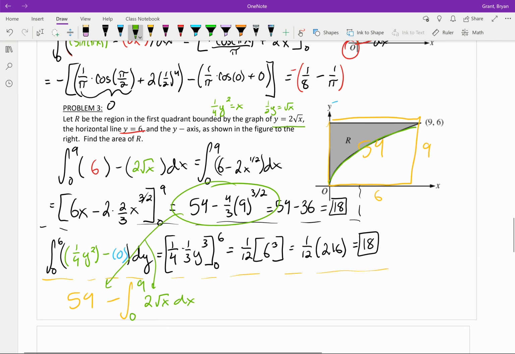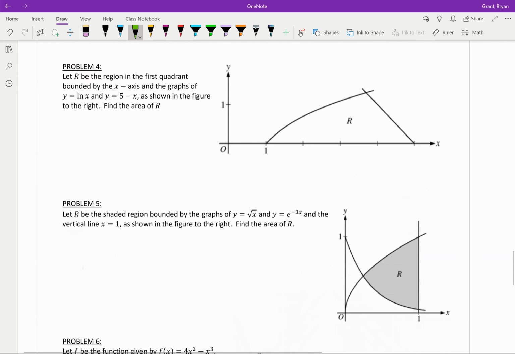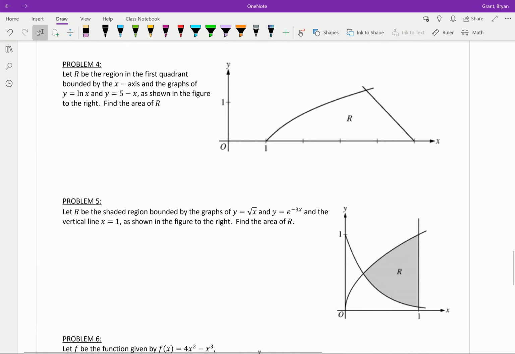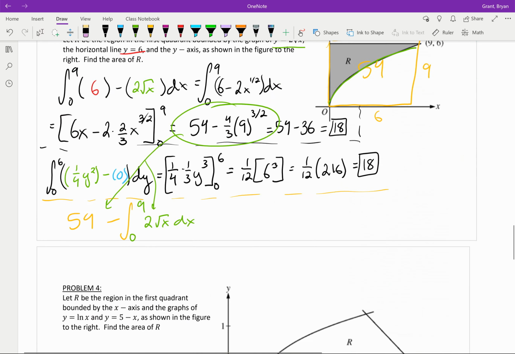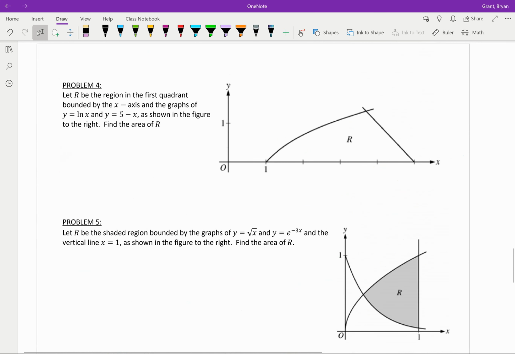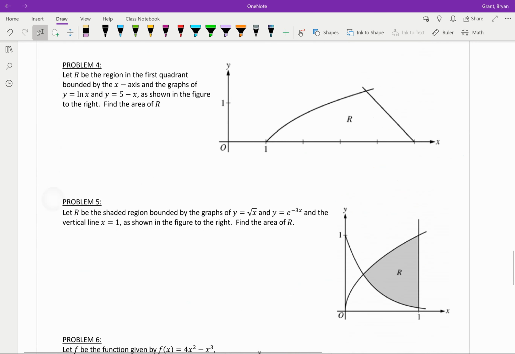Let's get to the calculator active. Problem 4. There's a couple different ways to do this. We already talked about the 2 ways. You could go top minus bottom and then have 2 different integrals, or you could go right minus left. It's very similar to the one that we did first, but this one is calculator active, the other one was not. And so since it's calculator active, let's get to it.